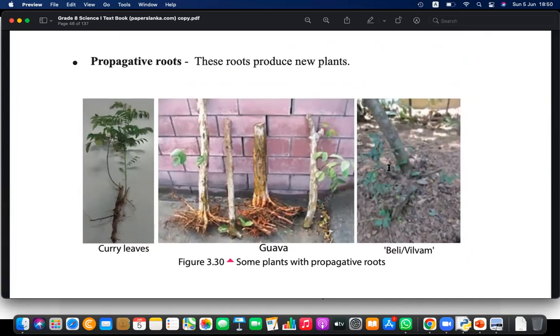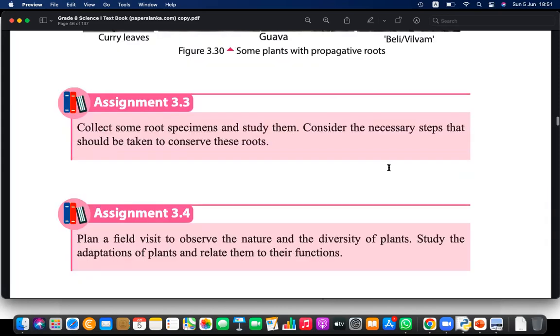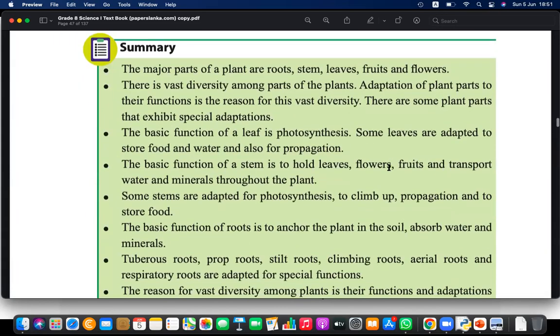And propagative roots. We learned propagation is one of the main properties. It was there in the stems as well, and it is there in roots too. Curry leaves, for example, can propagate. When there is a curry leaf plant, nearby there are many other plants. Why? Because the root system is spread. So new plants are coming from this root system. So those are propagative roots. Okay. So then we learned about them.